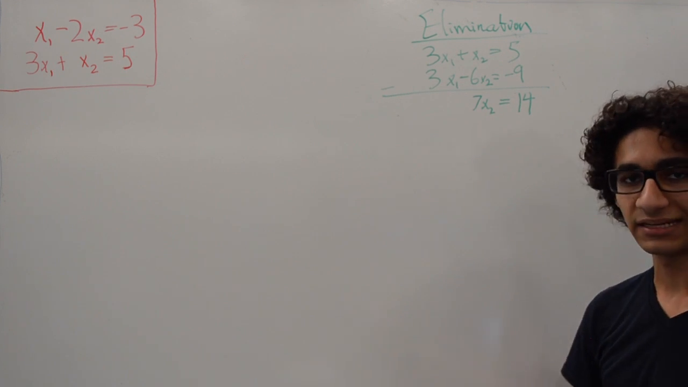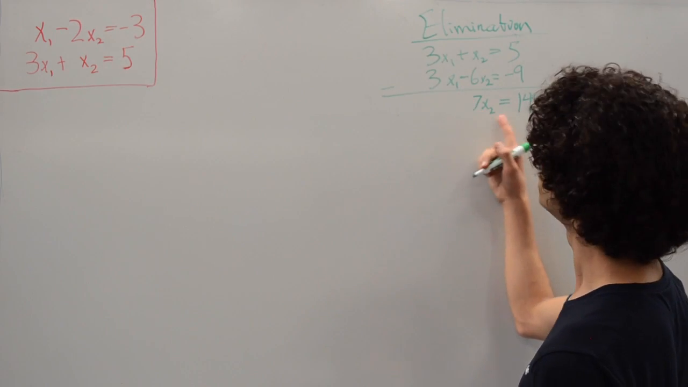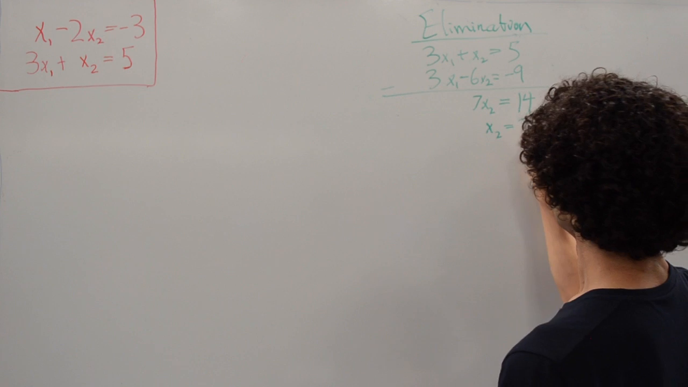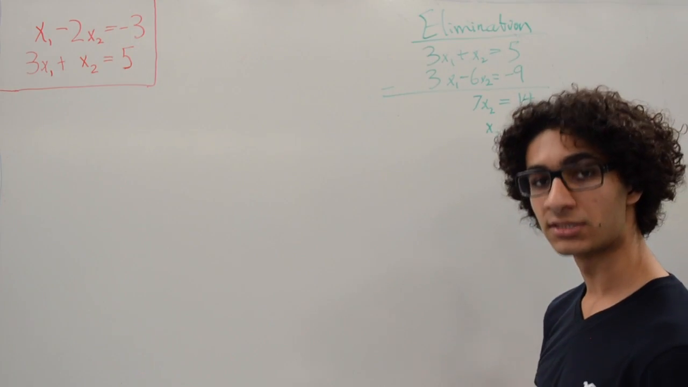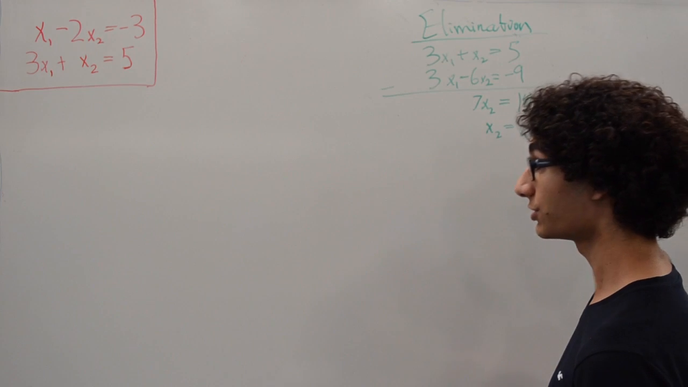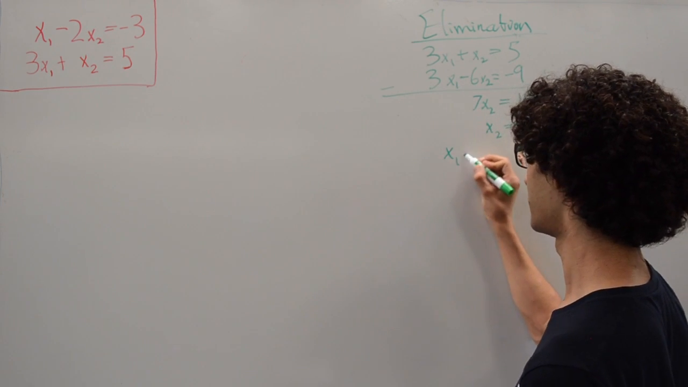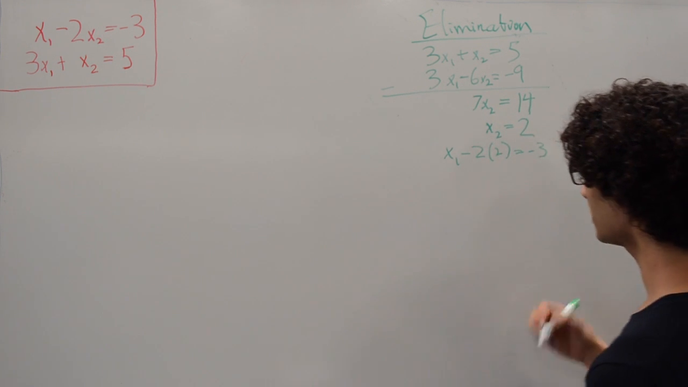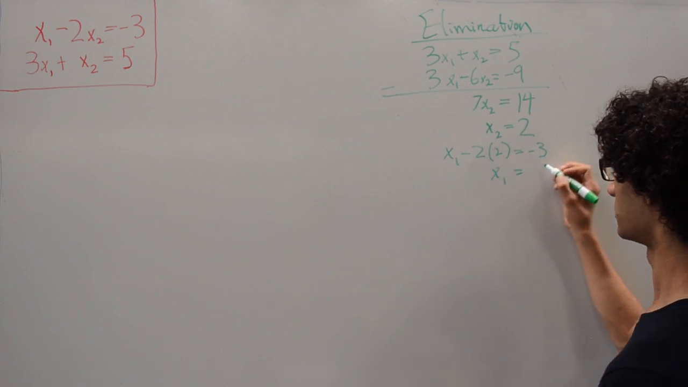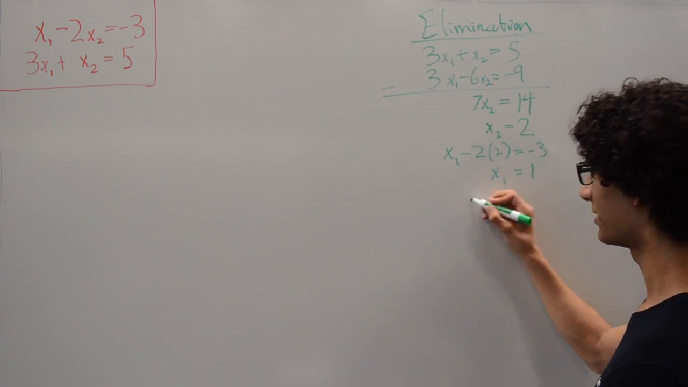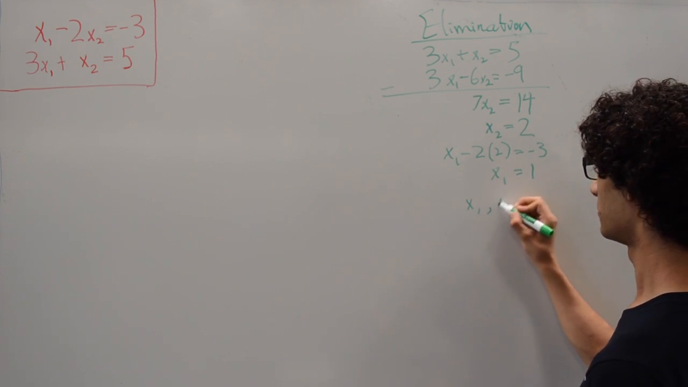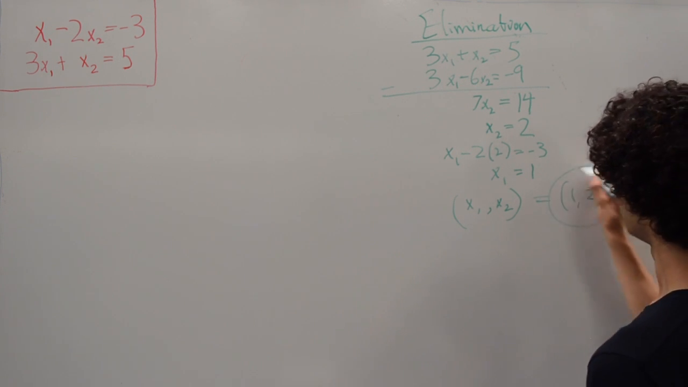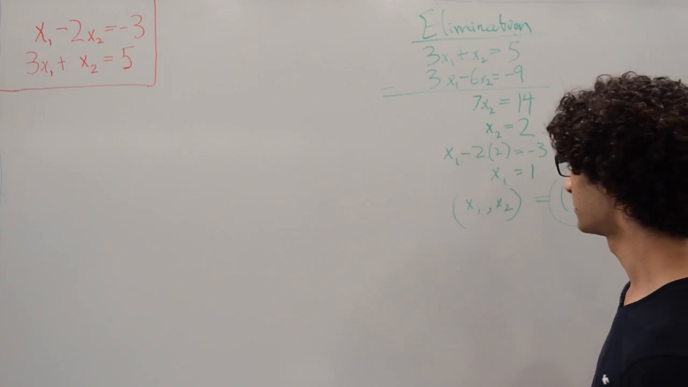Alright, and then we've eliminated the x1, so now we're just left with a one variable equation. And this is relatively straightforward to solve. We just divide by 7. x2 equals 2, we already have one of our variables. To get the other one, we just substitute back into our original equation. We can take either one: x1 minus 2 times x2, which is 2, equals negative 3. And solving for that, we get x1 equals 1. If we want to write that in point notation, we could say (x1, x2) equals (1, 2). And there we used elimination to solve that system of equations.